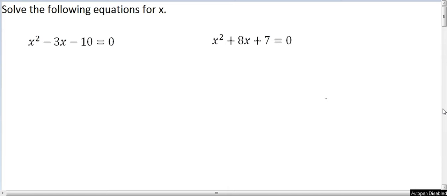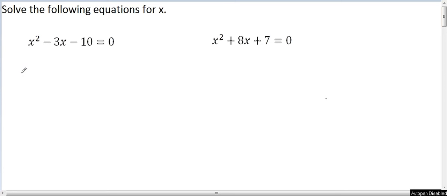We need to solve the following equations for x. x squared minus 3x minus 10 is equal to 0. The right-hand side of the equation is equal to 0, and the left-hand side is equal to x squared minus 3x minus 10, which is a polynomial. So we can go ahead and just factor the left-hand side and solve for x after that. So let's factor x squared minus 3x minus 10.